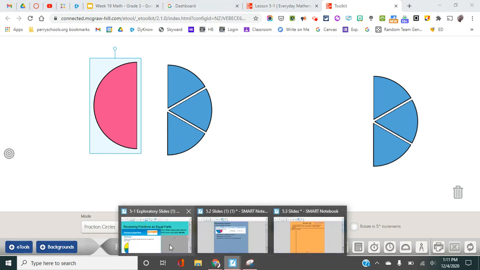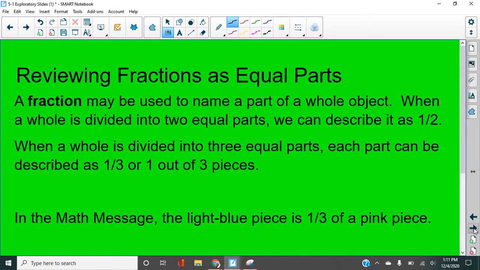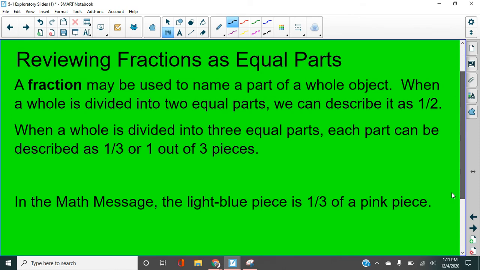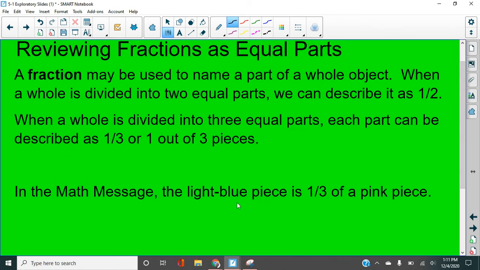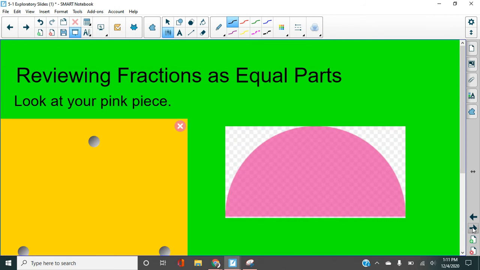Okay, let's do a little bit more practice here with that. So just a review here, a fraction can be used to name a part of a whole object. When the whole is divided into 2 equal parts, we describe it as 1/2. When a whole is divided into 3 equal parts, each part can be described as 1/3 or 1 out of 3. Right? So in our math message, the light blue piece was worth 1/3. Okay, let's do another example here.